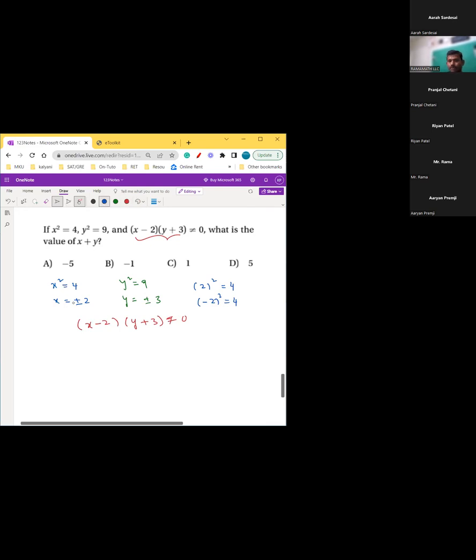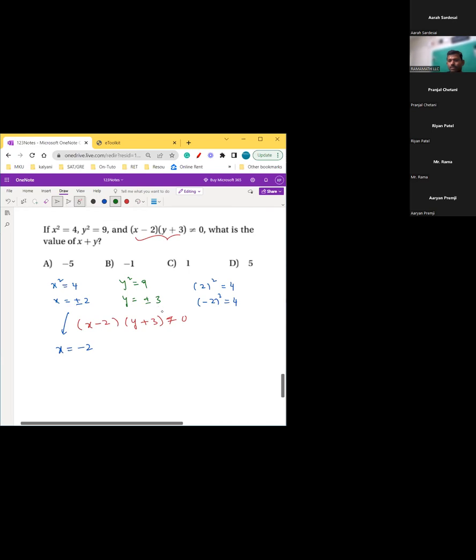So let's say if I take x is positive 2, agree? So if I take 2, this is going to be 2 minus 2, that's 0. I mean, it becomes 0, but it says not equal to 0. So x can't be positive 2. So that means x has to be a negative 2. Everybody agree? Understand the logic behind this? x can't be positive because if I put that, it's going to be 0. So x is negative. We got that down.